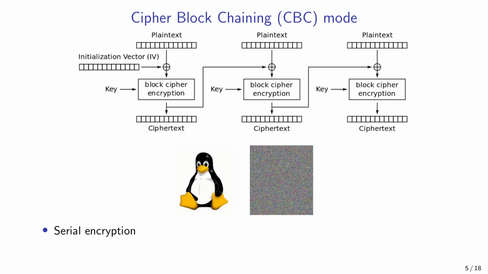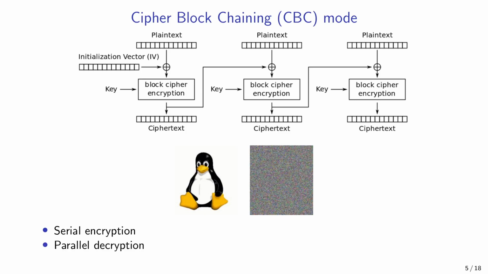Serial encryption. In CBC mode, we have to encrypt data consecutively, right? We cannot encrypt this plaintext block before this block has been encrypted, because we are using this ciphertext block as an IV to encrypt this block, and so on. This means that if we want to speed up the encryption using parallel computation, we cannot do it easily.